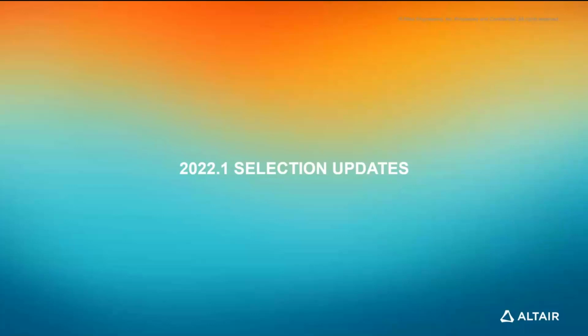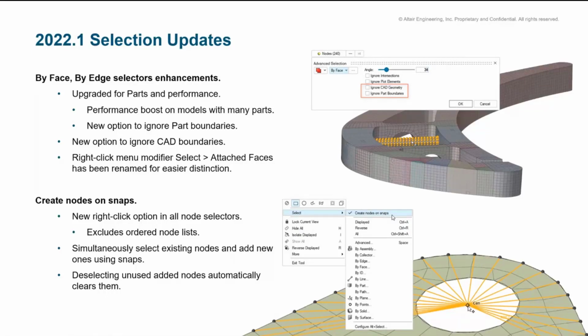Like Kevin said, I'm going to be talking about the updates we have to the selection infrastructure and a few other general enhancements. First off, we have some enhancements to the face and edge selectors. This is the advanced selection by face and by edge, and also the explicit edges and faces selectors that you get in some tools. We've upgraded the infrastructure to support parts, and also we have an important performance boost in .1. They kind of go hand in hand.